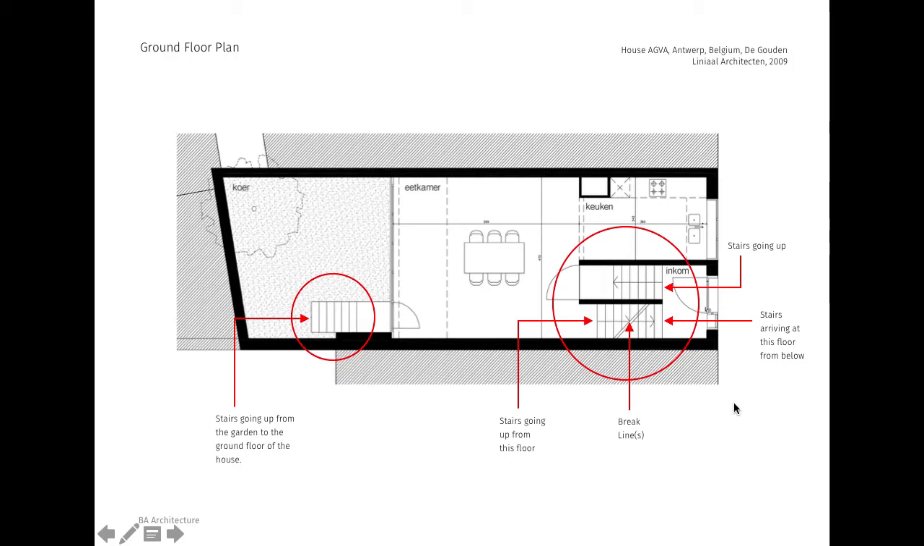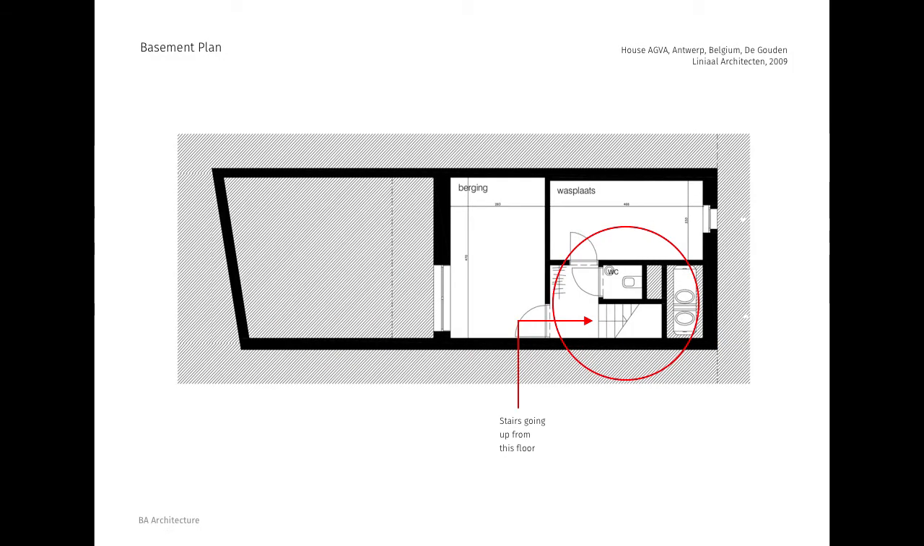So let's have a look at the next drawing, and we can see that this is the basement plan. If we went to the left in the previous drawing and went down the stairs, this is where we would be emerging. In this red circle where the red arrow is pointing, there's an indication of stairs going upwards. So we'd be coming down these stairs.